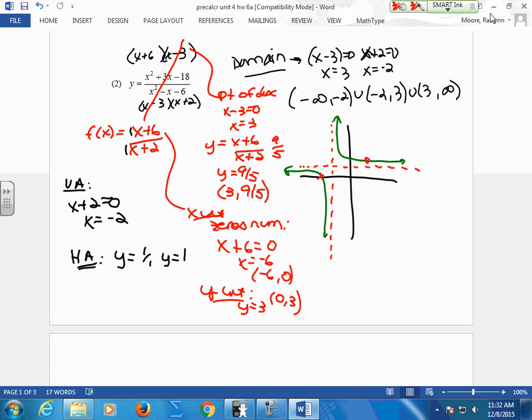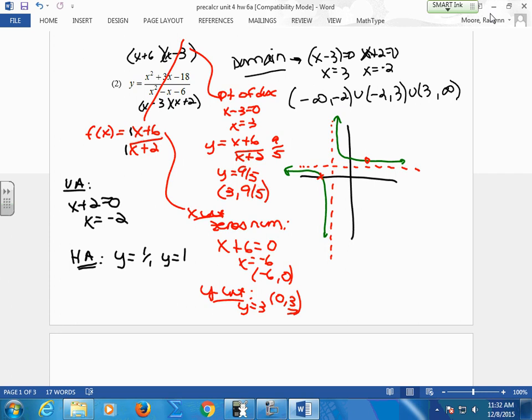Oh, wait. My y-intercept can't be at 3. My point of discontinuity is at 3. Oh, it's probably sitting right there. Y equals 3. Oh, yeah, that could very well be. It's at the y of 3. Sorry. I mixed it up with my x of 3. Okay. So we've got all the pieces that we need.